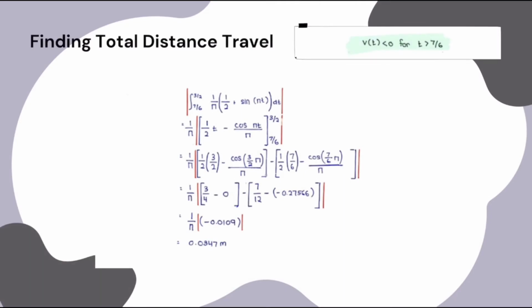For time more than 7 over 6 seconds, the velocity will be negative. Thus, we need to take the modulus to make the value of the distance positive at the end. So we integrate the velocity evaluated from 7 over 6 to 3 over 2, and we will get the value of the distance traveled during this period, which is 0.0347 meter.